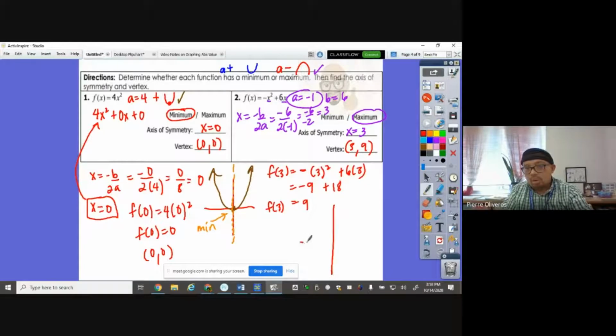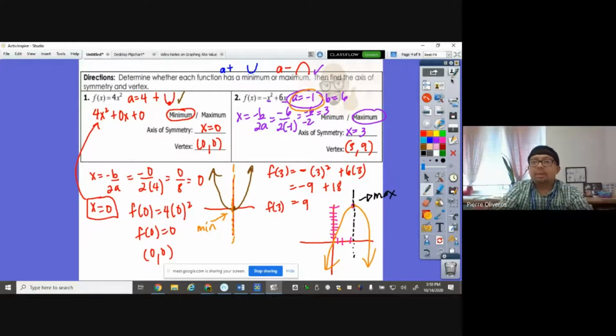So if you are required to graph this one here, the axis of symmetry is 3: 1, 2, 3, and for 9, going up 1, 2, 3, 4, 5, 6, 7, 8, 9. That point there. And it's negative, so it opens downward. That's why it's a maximum, going down this way. And you need to have your axis of symmetry that passes through the vertex. And that's your maximum value. Okay?